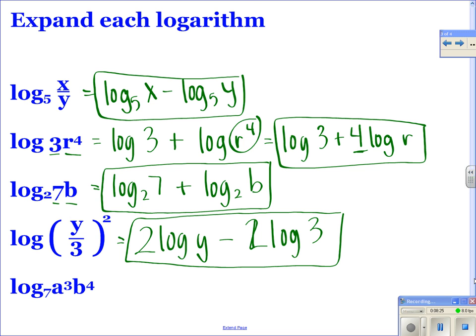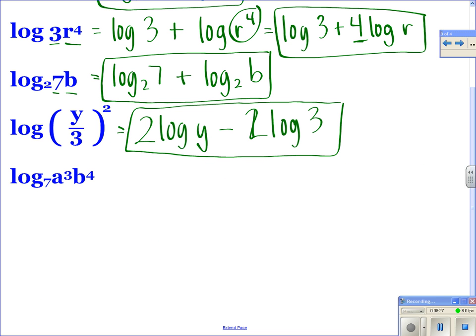And one more practice. So notice the exponents on these. The a is cubed and the b is to the 4th power. So when we split these up, I know there's going to be a plus in between them. On the first one, we've got 3 log base 7 a, and this one has a 4 log base 7 b.